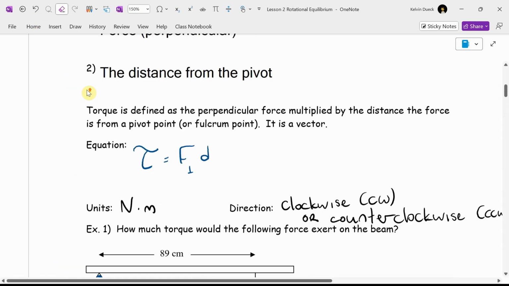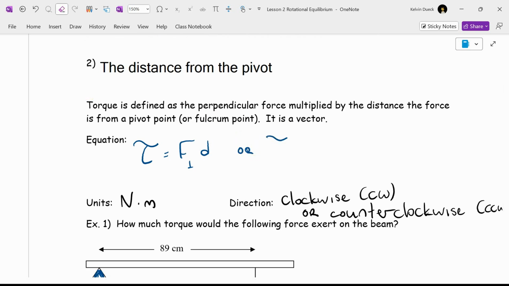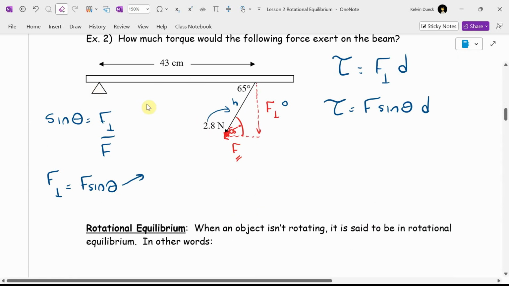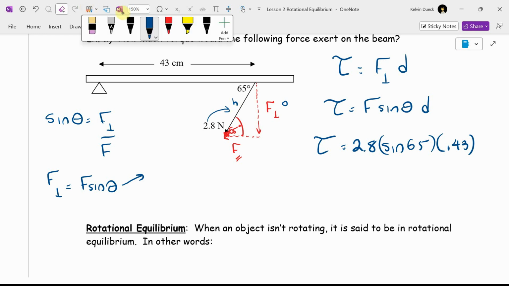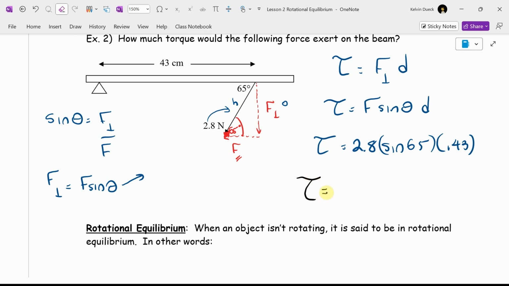And in fact, some textbooks will actually just give you torque is F d sine theta, as long as the theta that you're talking about is the theta that the force makes with the beam, not this one here. Anyways, it's going to be 2.8 sine 65 times 0.43, not 43. What do you get? Newton meters. Direction, clockwise or counterclockwise?